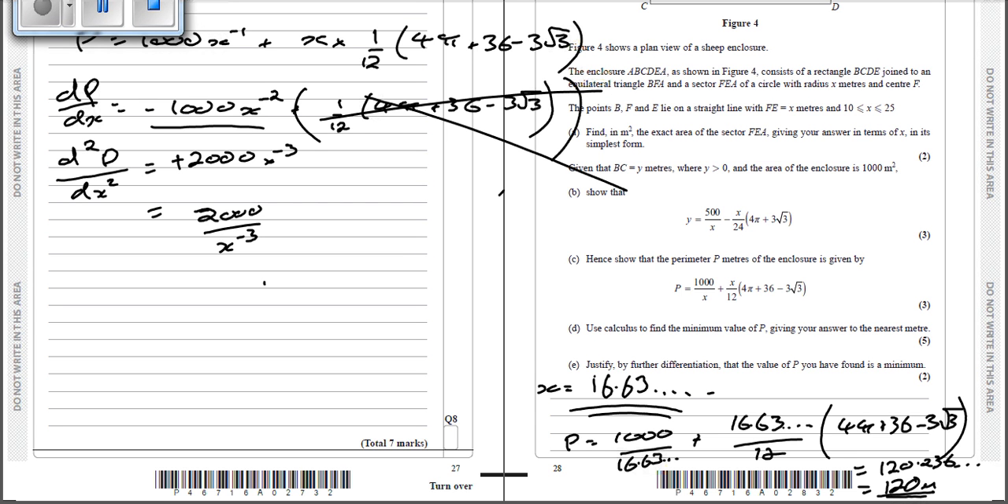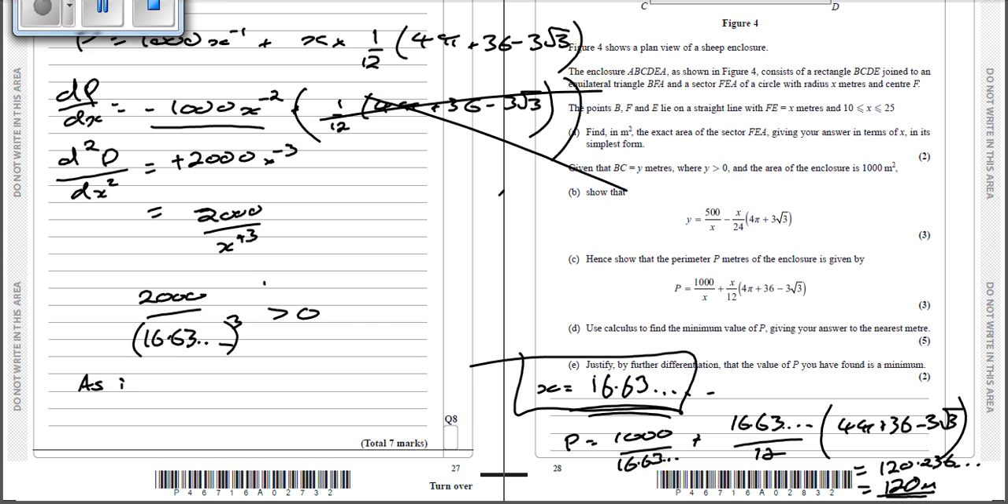And then what you need to do is substitute in your value of x, which gives you a minimum or a maximum. So if we do that, 2000 over 16.63 to the power of 3. And then you find that gives you a value which is greater than 0. And you then need to say that as it is a positive value, it is a minimum. If it gives you a positive value, it's the minimum. If this gives you a negative value, it's the maximum, and they do ask that.